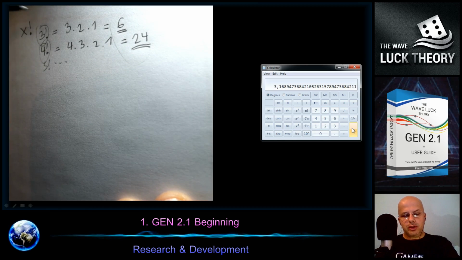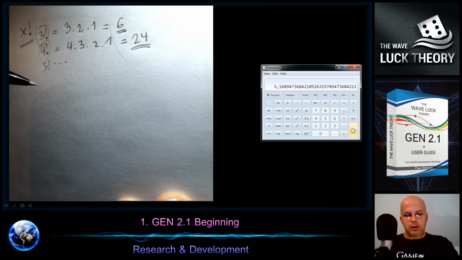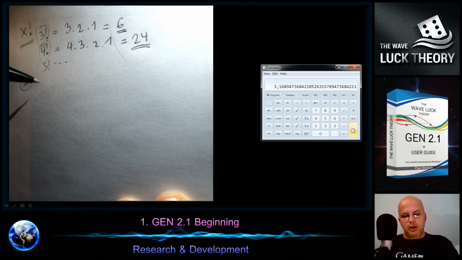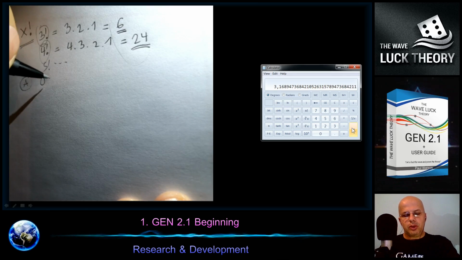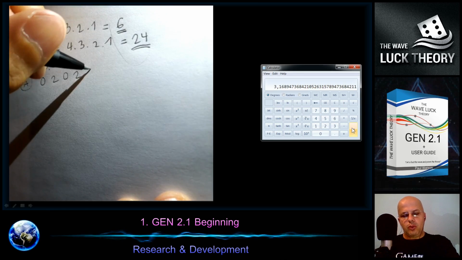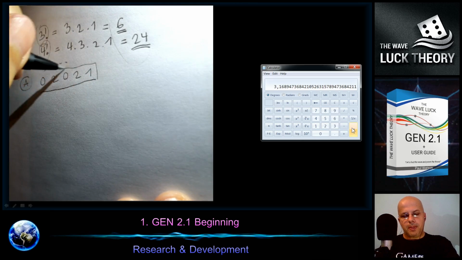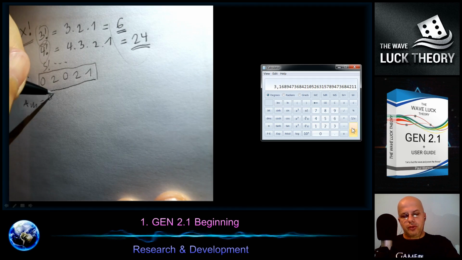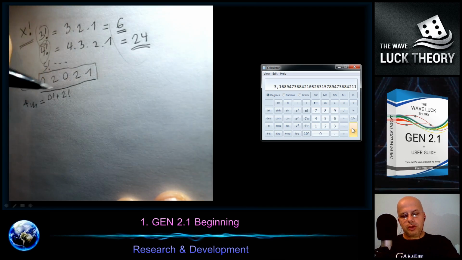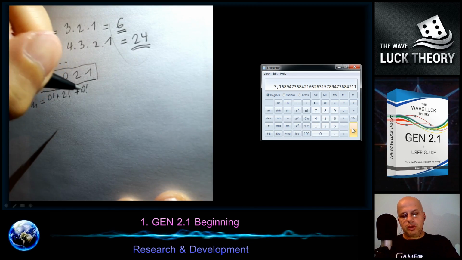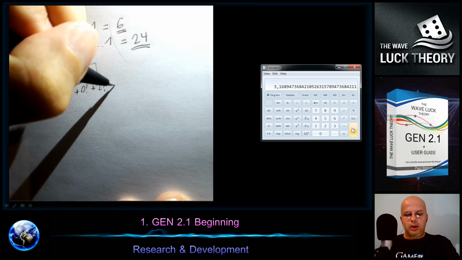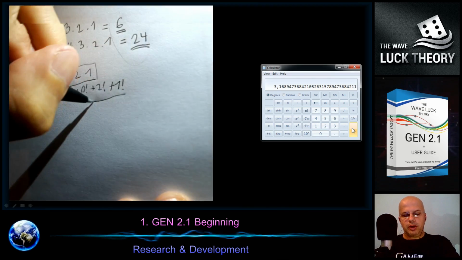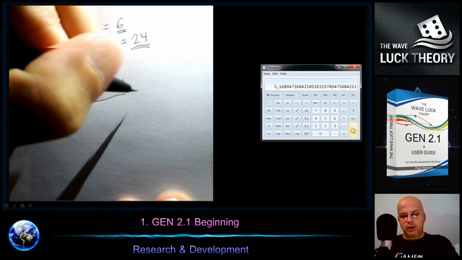And let's calculate again what will be the wave. You have again the wave A in this sequence: 0, 2, 0, 2, 1. And the average mean is equal to 0 factorial plus 2 factorial plus 0 factorial plus 2 factorial plus 1 factorial divided by 5.